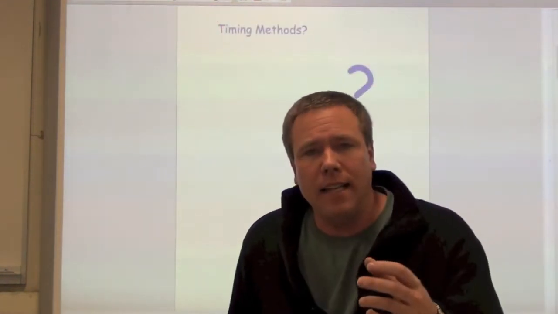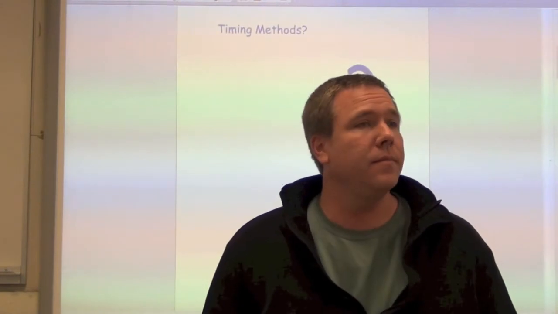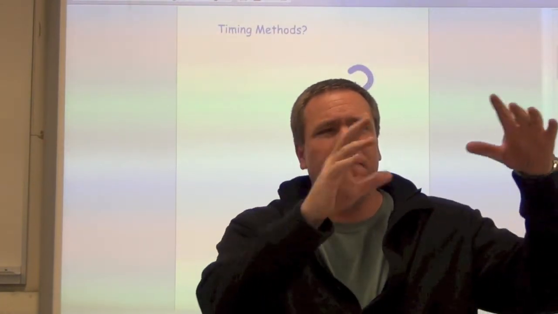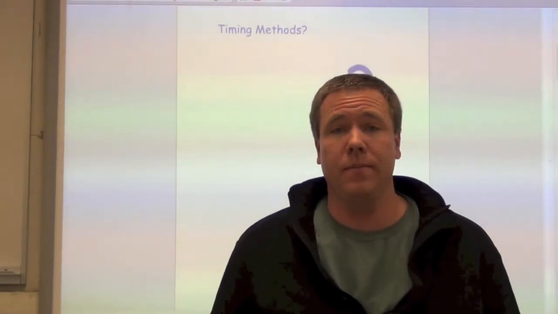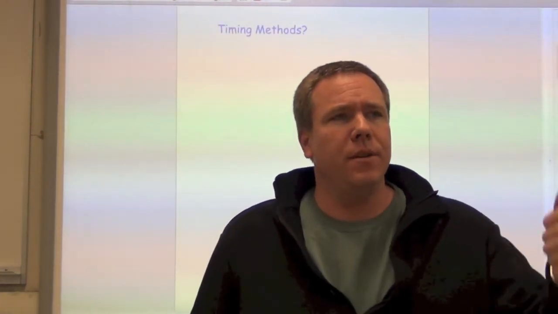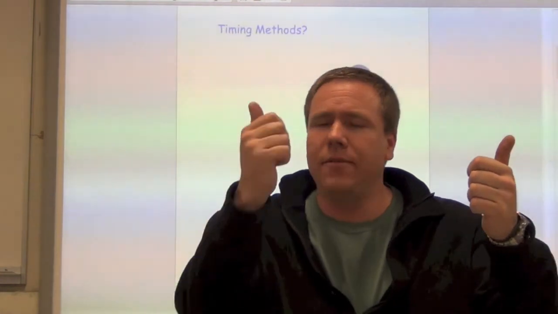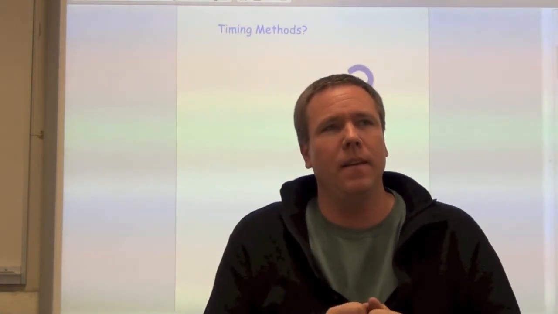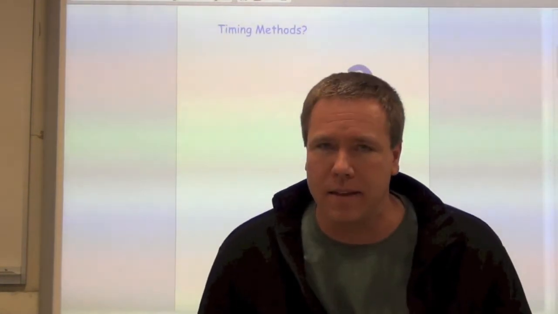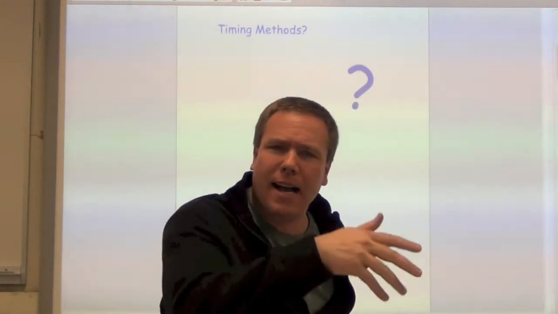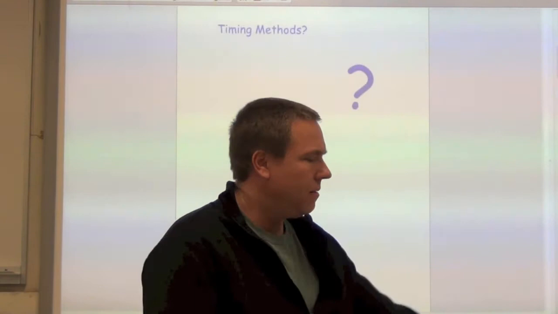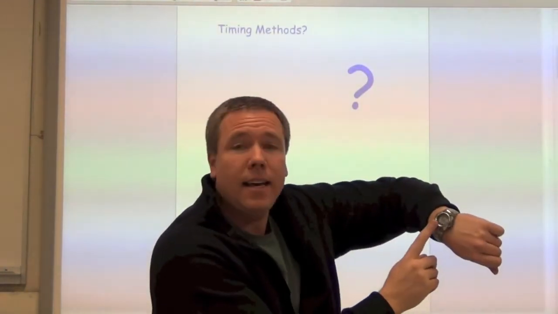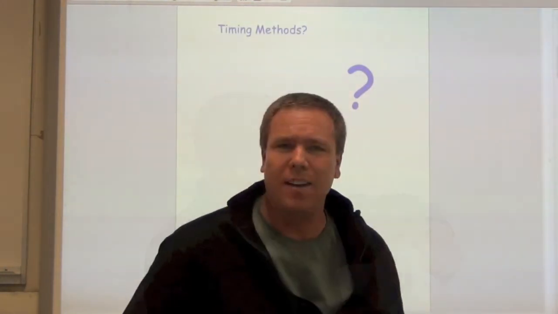Remember that Galileo was asking these questions. And I asked you to take yourself back to that time period, and what did he have available to him? He's going to have to measure distance, and he's going to have to measure time. What did he have for a timing method? Think back. The 1500s, the 1600s. Do you think he had a Casio watch? I don't think so.